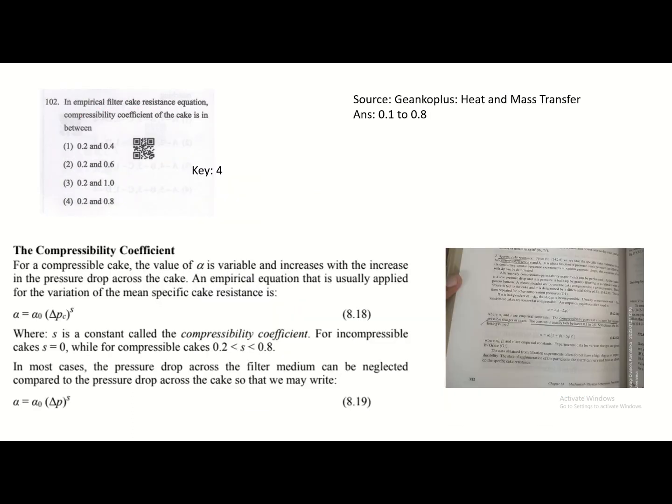Next one is the empirical filter cake resistance. This is the simple question they asked from heat exchangers. The book is Jiju Plac's Heat and Mass Transfer, you can find it on page number 912. The value is 0.1 to 0.8, and the same thing is given exactly. They copied the question on the compressibility coefficient of the cake. The answer is 2. Sorry, the answer is 4.